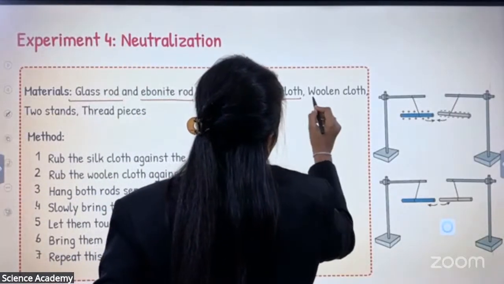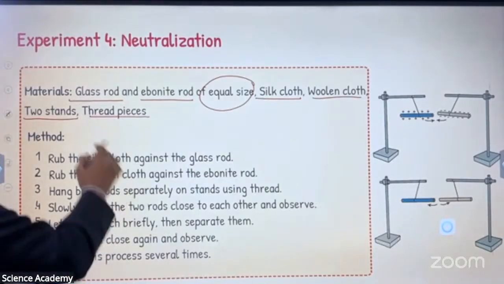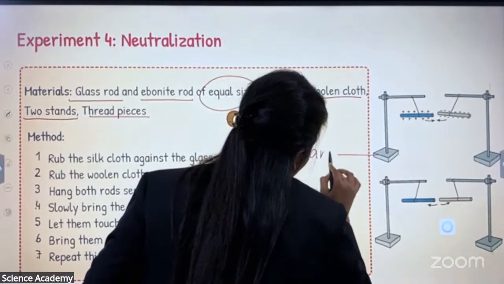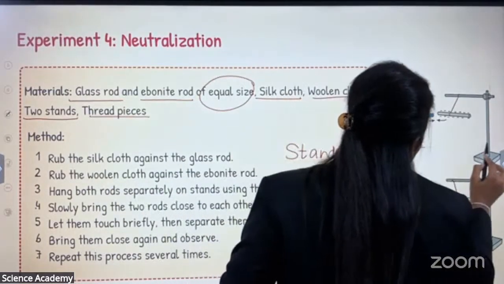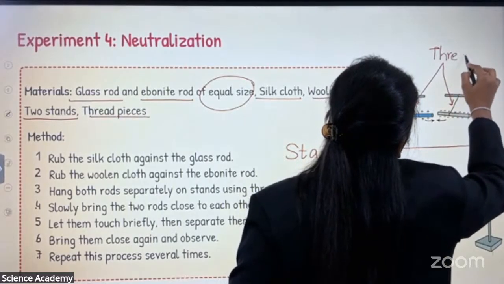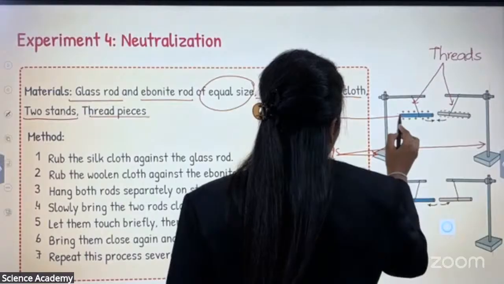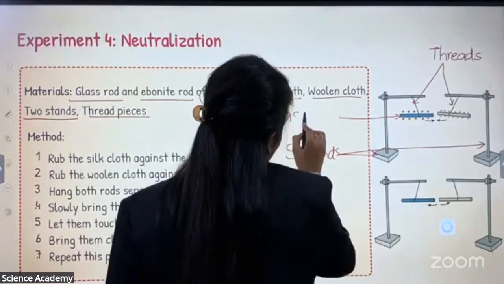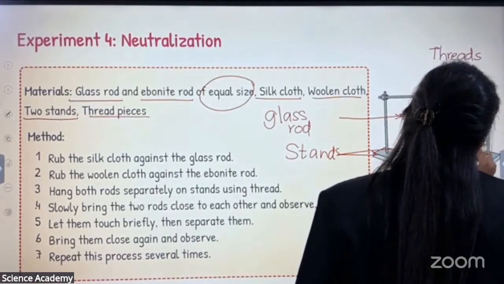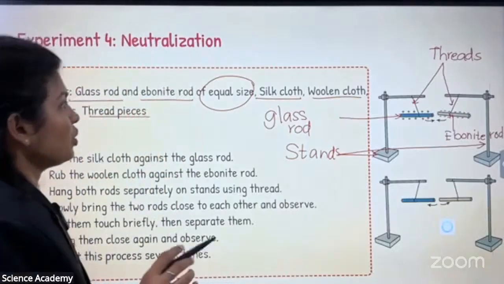And we need to have silk cloth, woolen cloth, 2 stands and thread pieces. Nool kali, thread pieces. Stands means ආධාරක. Here you can see these are stands. Here this is also stand. And these are threads. Nool. Pieces of threads. Okay. And then this is, you can see, glass rod. This is ebonite rod. Okay, right. So children, both are equal in size.